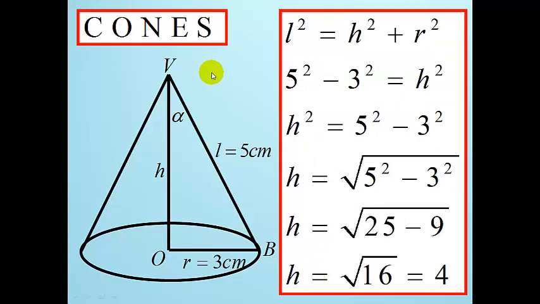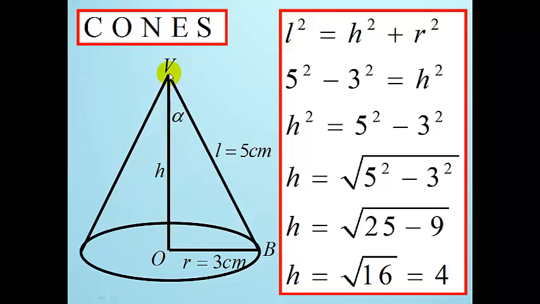Now, let's look at this example. Given the cone as shown, VB is the slant height, and it has been given to be 5 centimeters. The base radius, R, is equal to 3 centimeters. But the H, that is the height of the cone, is not given. Now we are solving for H.